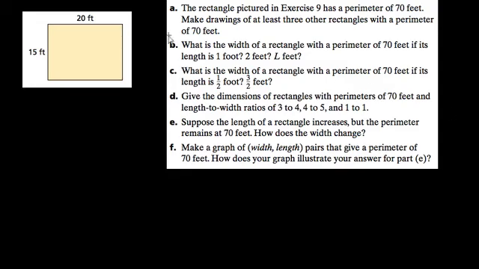Alright, so in this video we're really looking at the perimeter of rectangles, and they tell us that the rectangle pictured in a previous exercise, which is this one right here, has a perimeter of 70 feet. We want to make drawings of at least 3 other rectangles with a perimeter of 70 feet.